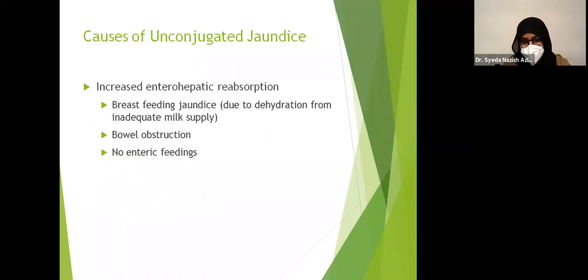The third reason infants or neonates can have unconjugated jaundice is because of increased enterohepatic reabsorption, which is not a very common entity that we see, but we already talked about breastfeeding jaundice. Sometimes bowel obstruction or lack of enteric feedings lead to it, like if an infant is on total parenteral nutrition and there is no feeding going into the intestine, that can lead to increased enterohepatic reabsorption, leading to indirect jaundice.